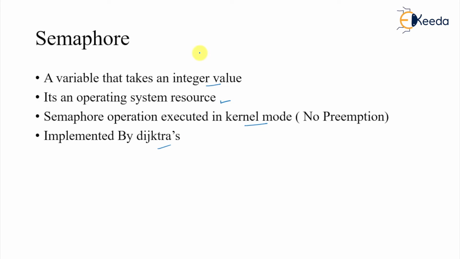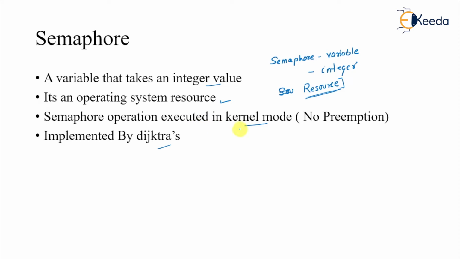So, a few things that I need to explain to you: it's a variable, like a normal integer variable. Semaphore is also a variable, and the value it takes in this case is an integer value. It is treated as one of the resources of the operating system, that if a process requires a resource for synchronization among processes, then this resource is to be used.